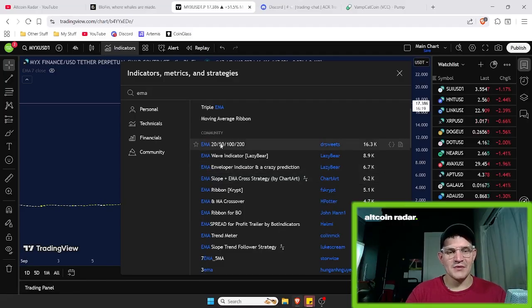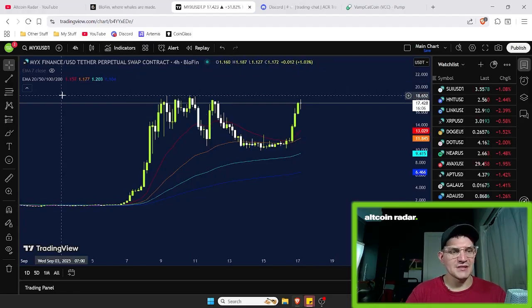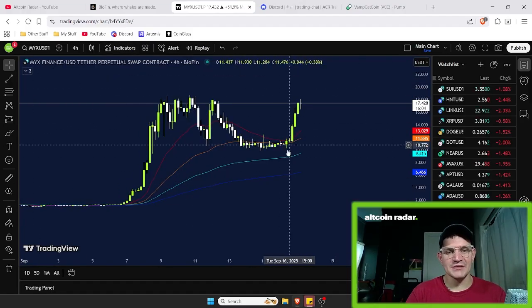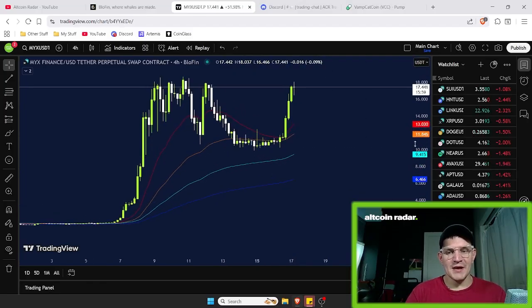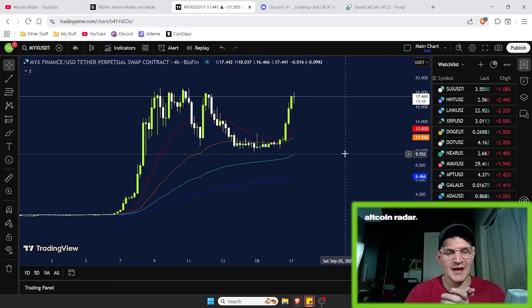So this one right here is built by somebody else, Dr. Sweets, and it includes the 20 EMA, the 50 EMA, the 100 EMA, and the 200 EMA. So we will go ahead and choose that one. And as you guys can clearly see, we've got our EMAs added to our chart right here, okay? So with the EMAs, they are basically a trend indicator, and you can also use them as dynamic support and resistance as well, all right?